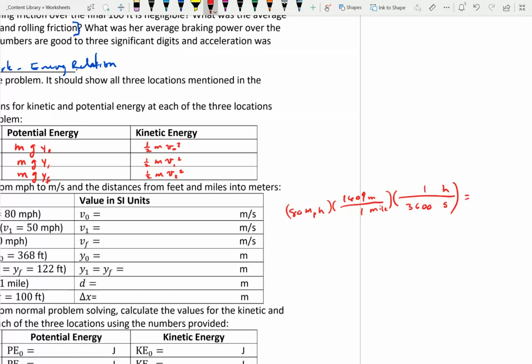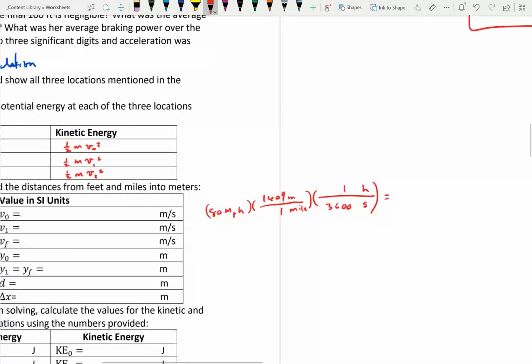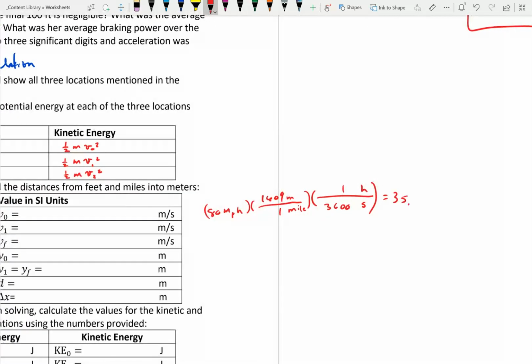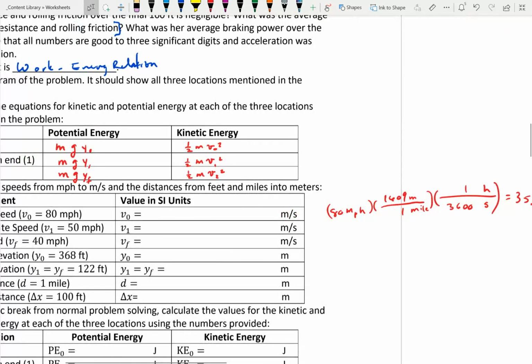And so if I have 80 multiplied by 1609 divided by 3600, I end up with 35.76. And if you put that in the calculator and you get a different number, it's because my 1609 is going from memory. So that's 35.76 meters per second. And then I'm going to put one more digit on there, or two more, just so we don't have any round off errors.